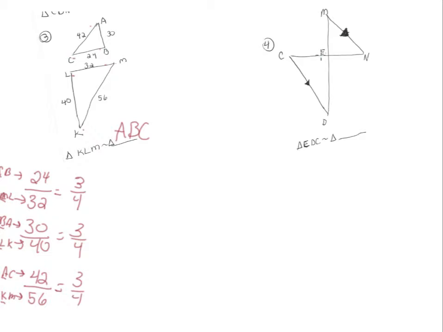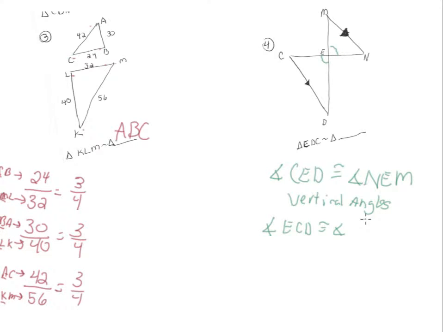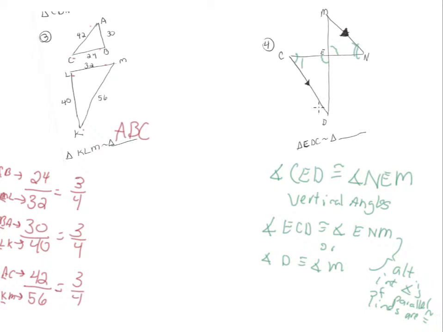Okay, and number 4, we don't know any side lengths, so that means we're probably going to have to use angles. So I know that the two middle angles, CED and angle NEM, are also congruent because they're vertical angles. And because these lines are parallel, I know I have two sets of alternate interior angles, and they are both congruent to each other. So you can pick either one of these alternate interior angles that you like, because alternate interior angles of parallel lines are congruent. So we can prove these two similar by angle-angle similarity.